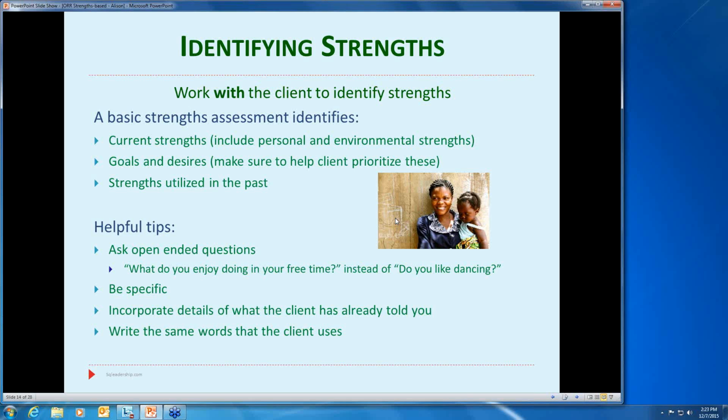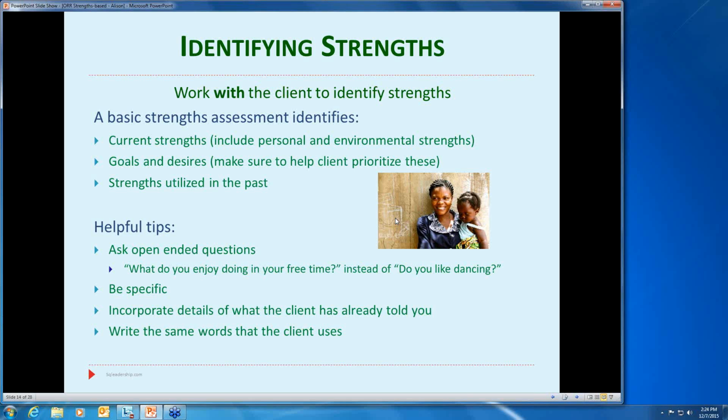So for helpful tips, it's important that you ask open-ended questions so that you don't accidentally lead or limit their answers. And be specific. There's 3 very broad questions, but it's good to get the answers for every aspect of their life. So what are their strengths at work, at home, with their family, with their friends, when they're out in the community? It's important to know all areas of their life like that.